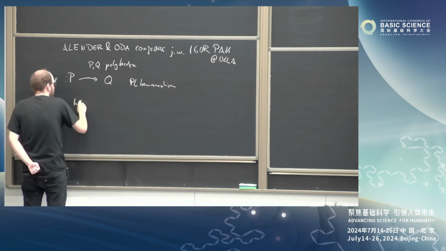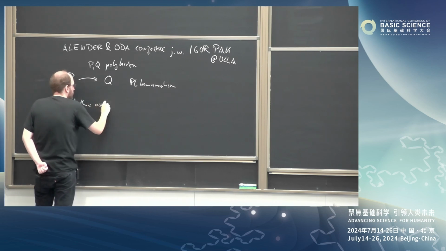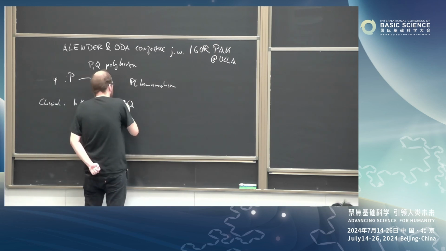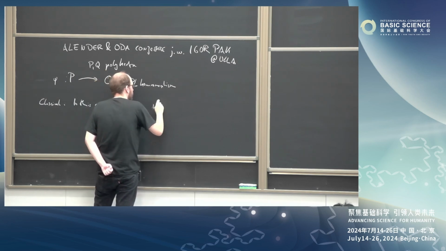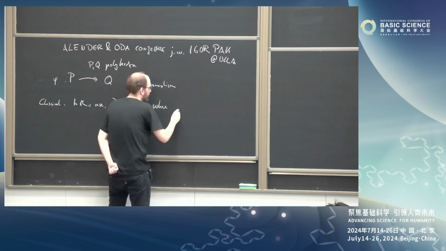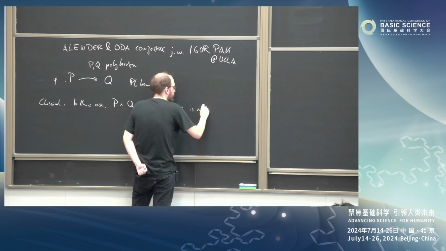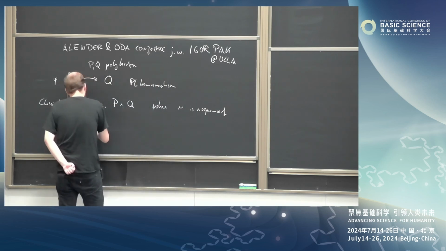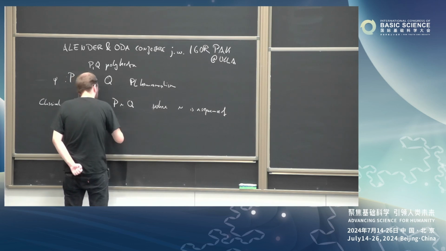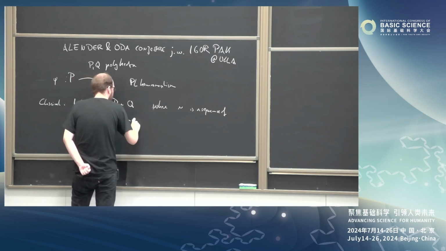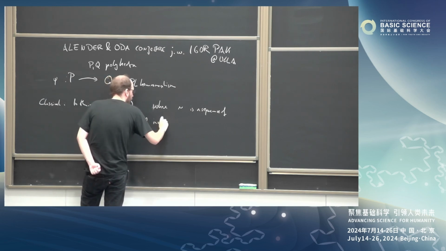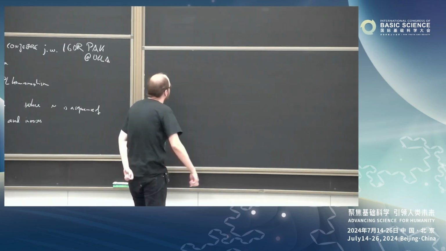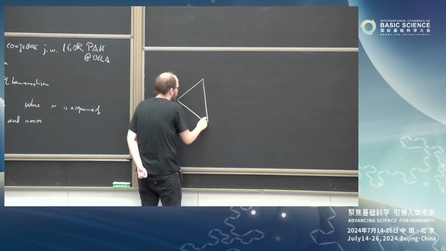In this case, P and Q are related by some sequence of bistellar moves, a sequence of stellar subdivisions and inverses. Again, I said everything can be drawn on the blackboard, at least a low-dimensional picture.